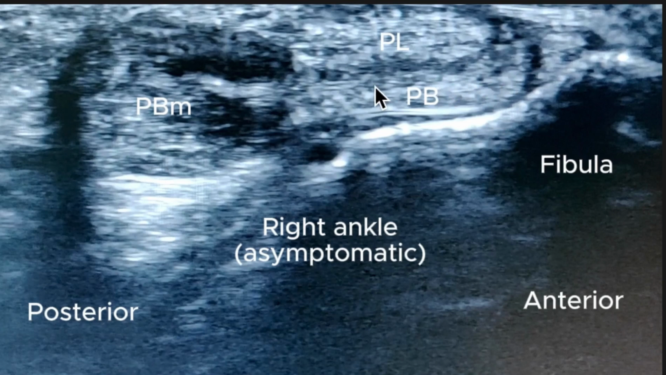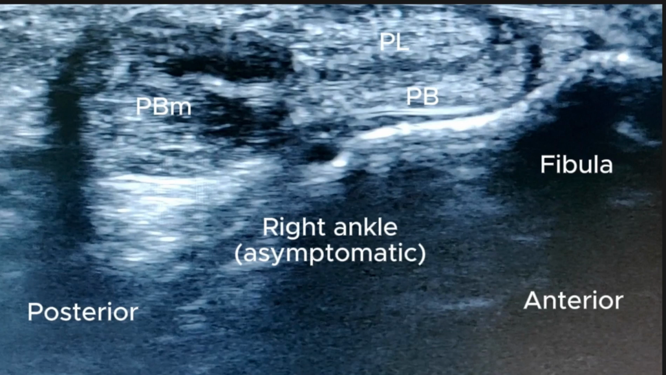You can see the peroneus brevis tendon, which is just deep to the peroneus longus tendon. It's also situated directly against the fibular or the retrofibular space. You can also appreciate the peroneus brevis muscle here on the asymptomatic right ankle.